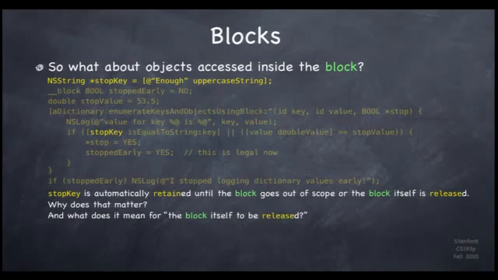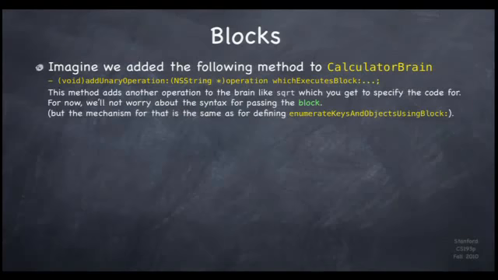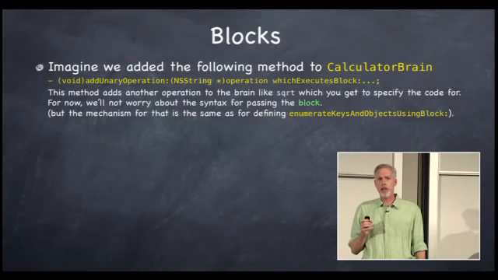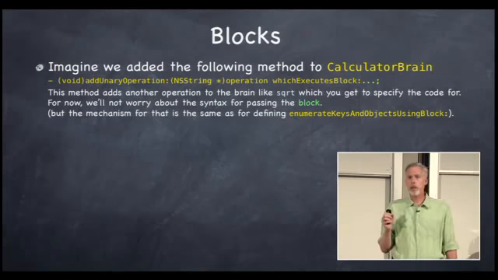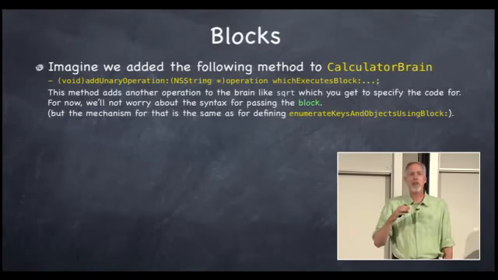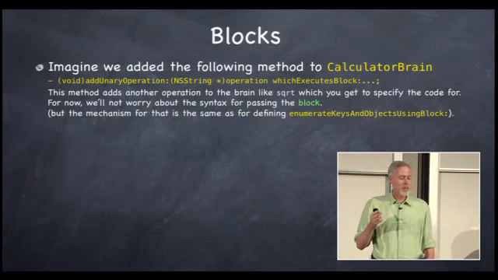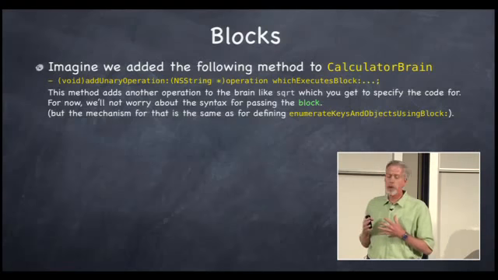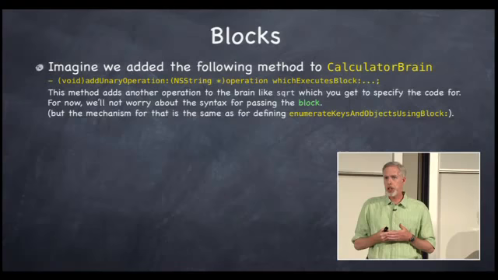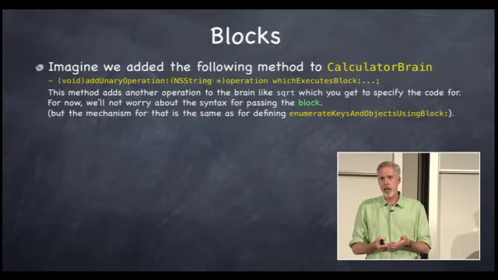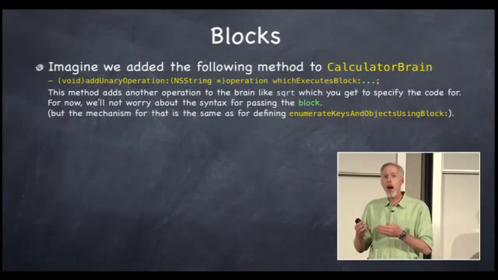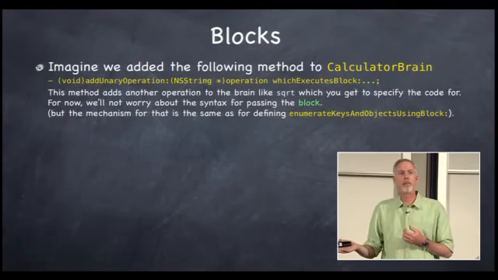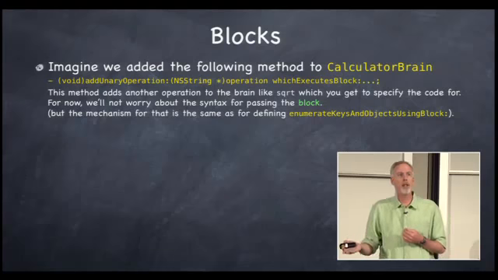So let's talk in more detail about this retaining and releasing. We're going to use, as an example here, our calculator brain. I know some of you would rather forget, but we're going to go back to the calculator brain. Let's imagine that we added a method to the calculator brain called add unary operation. It takes a string, which is the name of the operation, like square root or something like that, which executes a block, and then we're going to pass it a block. Everyone understand what this method is going to do?